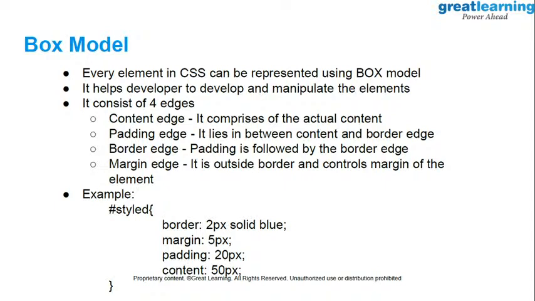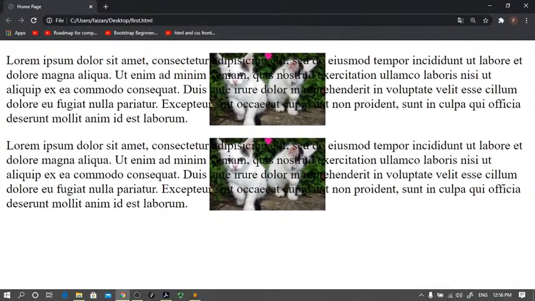Every element in CSS can be represented using a box model. It helps the developer to develop and manipulate the elements. It consists of 4 edges: the content, padding, border, and margin. Then you can apply style. As we have used an id, there we change the border, the margin, the padding, and the content. Let me show you quickly how this works.